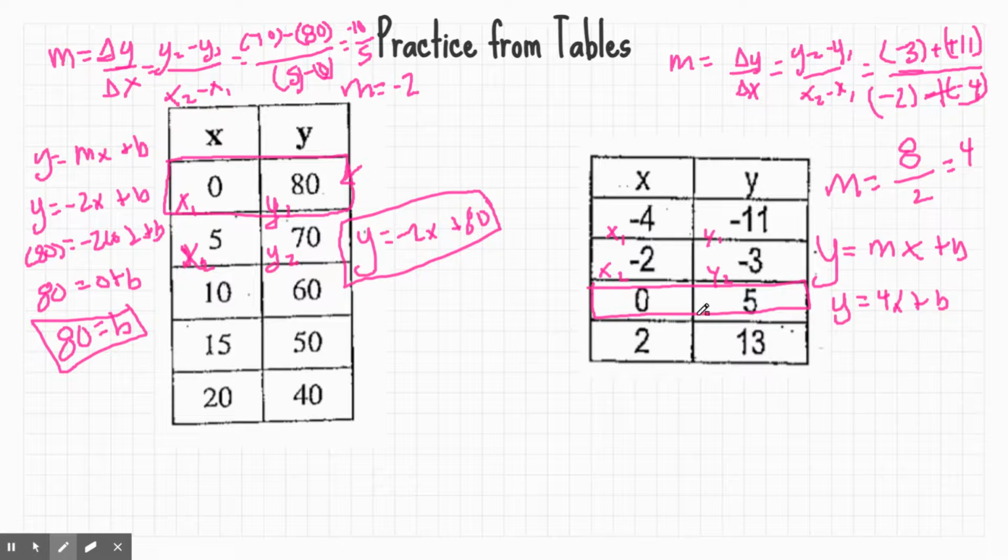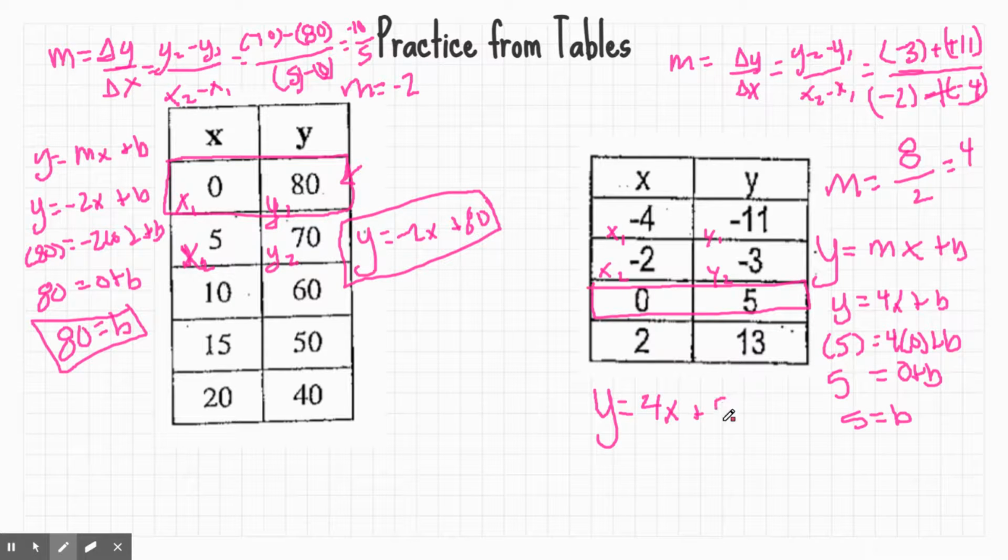Then I pick any 2 points, so I'm going to do 0 and 5. So I'm going to do 5 equals 4 times 0 plus b. 4 times 0 is 0 plus b. It's 5. 0 plus b is b, so b equals 5. Okay, so either way, I could have looked and said since x is 0, it's going to be 5, or I could have solved it algebraically. Now I'm going to plug it into the equation. I'm going to get y equals 4x plus 5.